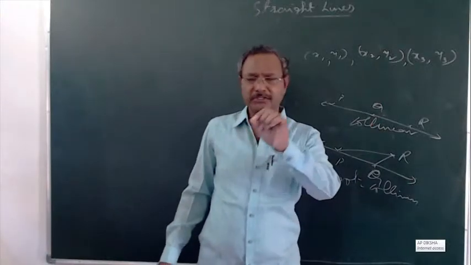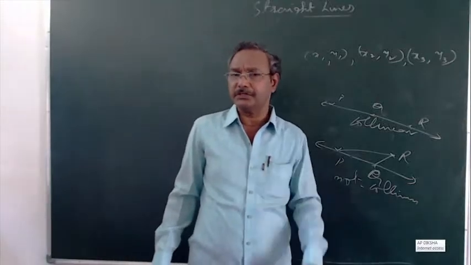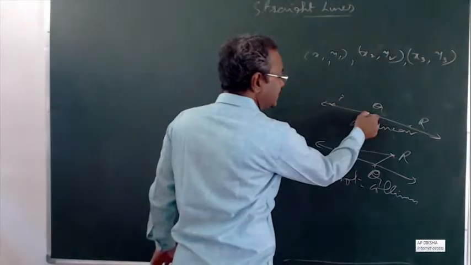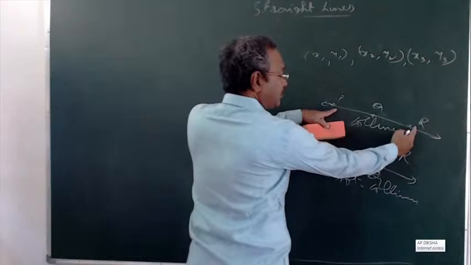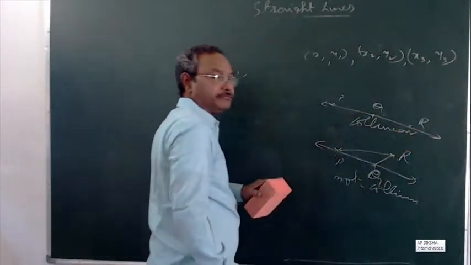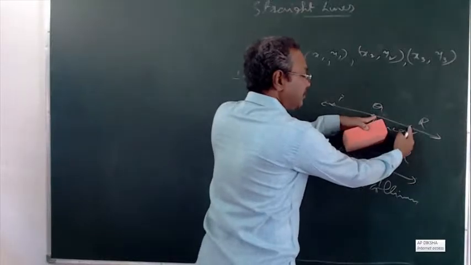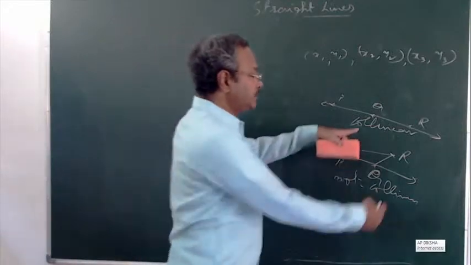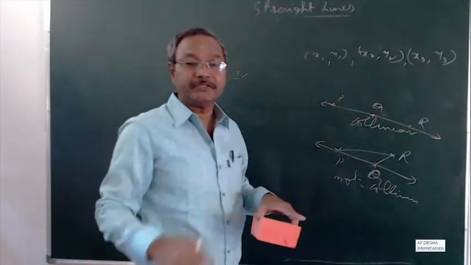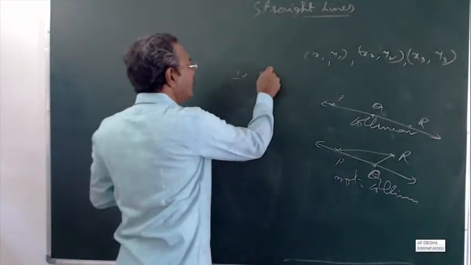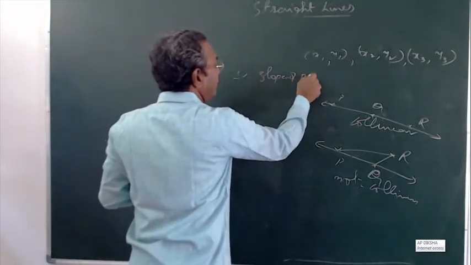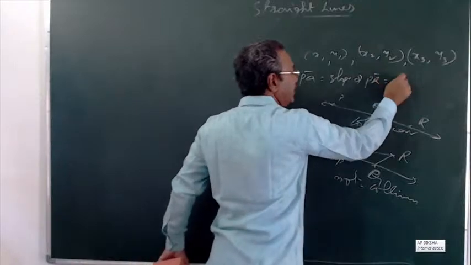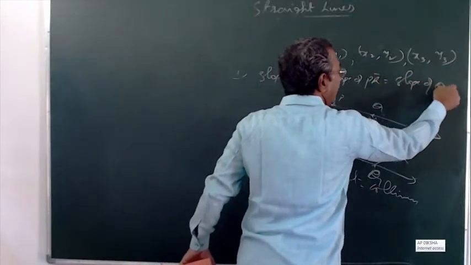Now, how to check whether the points are collinear or not? There are various methods to this. The first method is, you can see that the line segment PQ and the line segment PR coincide with each other. Or the line segment PQ and the line segment QR are on the same straight line. Or the line segment QR and PR are on the same straight line. That means slope of PQ should be equal to slope of PR, that should be equal to slope of QR.